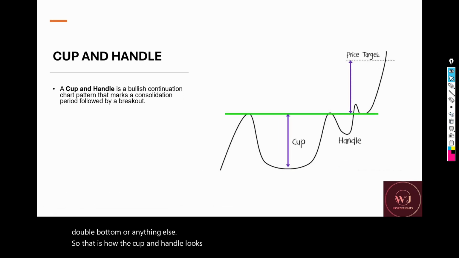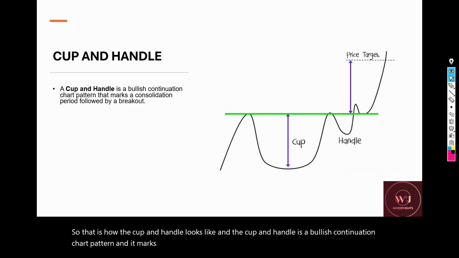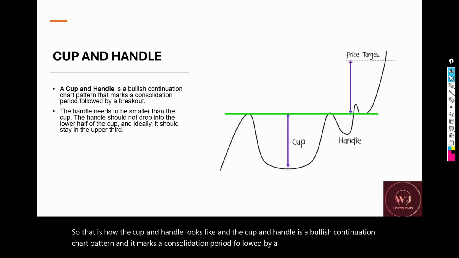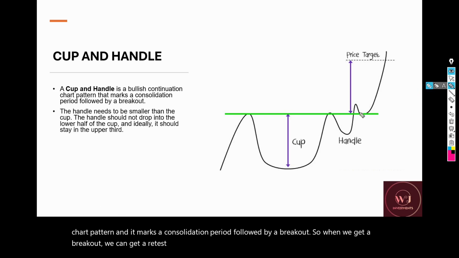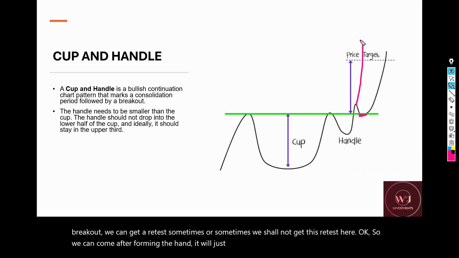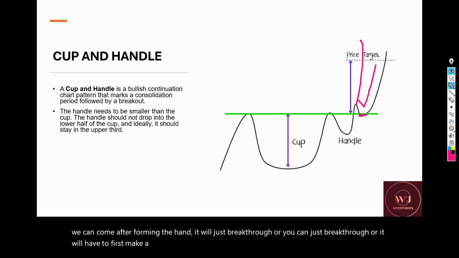And the cup and handle is a bullish continuation chart pattern, and it marks a consolidation period followed by a breakout. So when we get a breakout, we can get a retest sometimes, or sometimes we shall not get this retest here. Okay, so after forming the handle, it will just break through, or it will have to first make a retest and then continue.